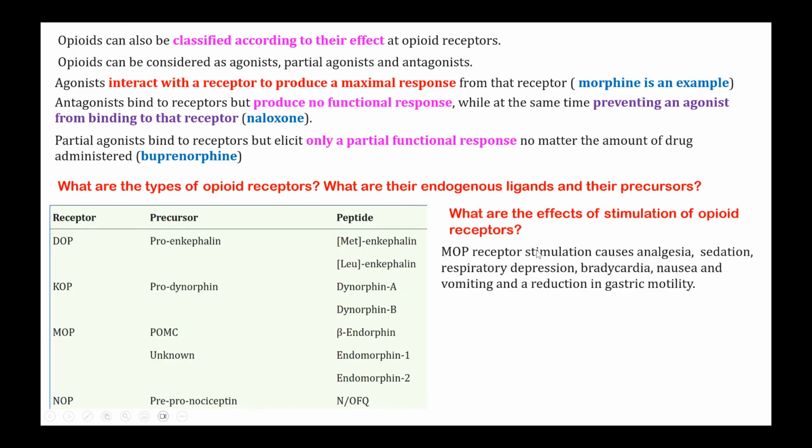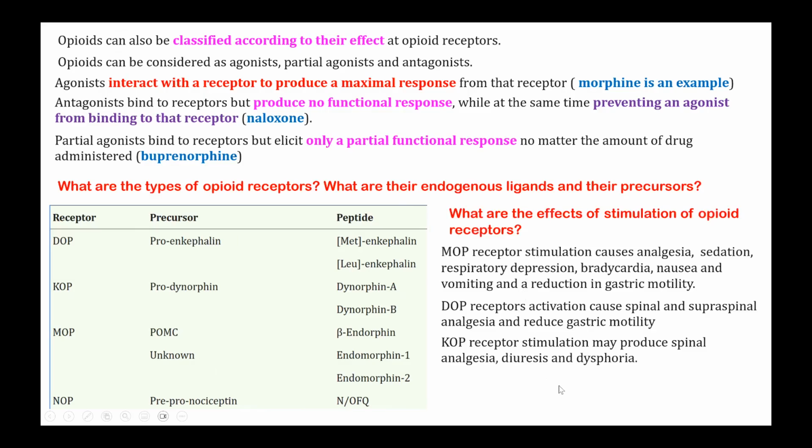So stimulation of these opioid receptors produces all these various effects which she nicely described. So I don't want to waste time on that. And KOP receptor stimulation is very important because they produce spinal analgesia, diuresis, and dysphoria. And NOP also has to be included, so it produces partially some analgesic effect, and they are responsible for hyperalgesia and allodynia.